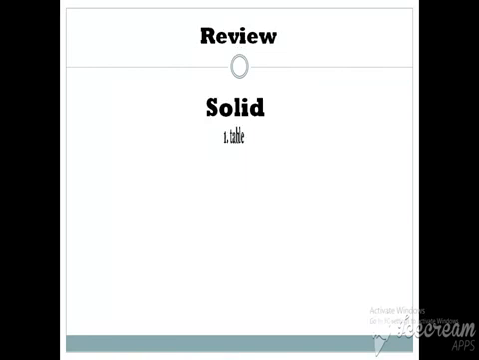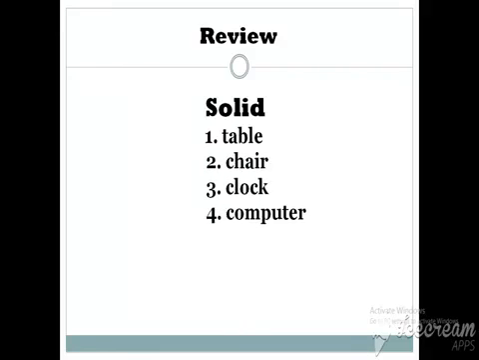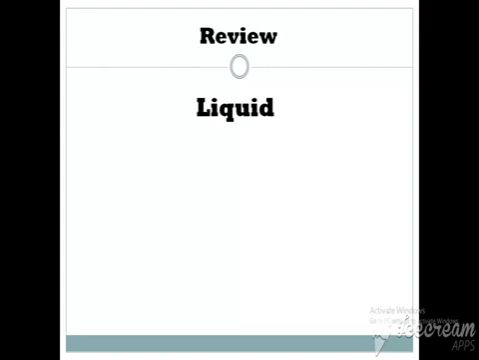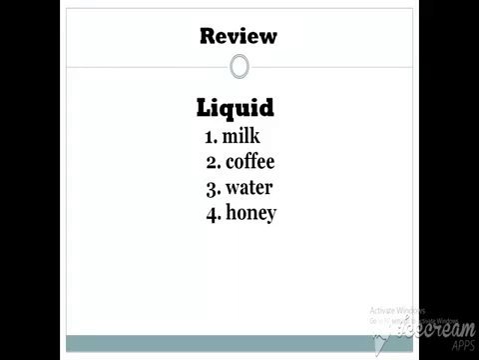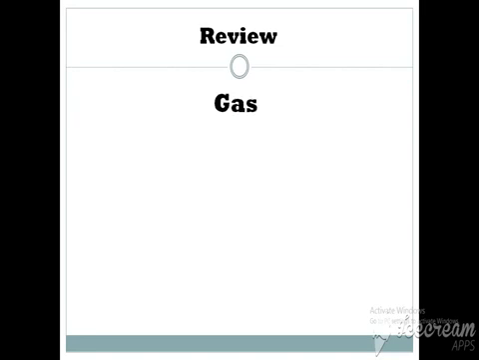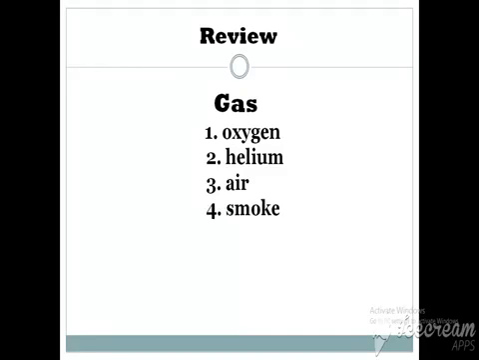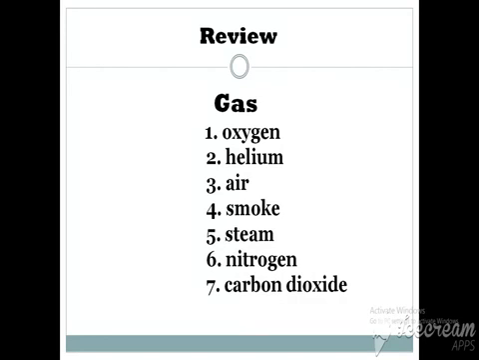Examples of solid are table, chair, clock, computer, shirt, car, shoes. Examples of liquid are milk, coffee, water, honey, oil, shampoo, wine. And the examples of gas are oxygen, helium, air, smoke, steam, nitrogen, carbon dioxide.